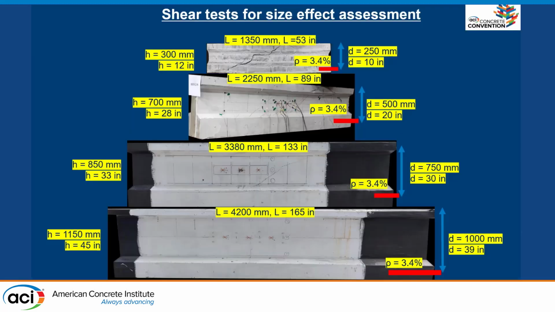And for that goal, we had 4 beams initially. The first beam that had the smallest effective depth had an effective depth of 250 millimeters. The largest had an effective depth of 1,000 millimeters. And then they all have the same reinforcement ratio. They are all using the same fiber volume fraction of 1.5%.